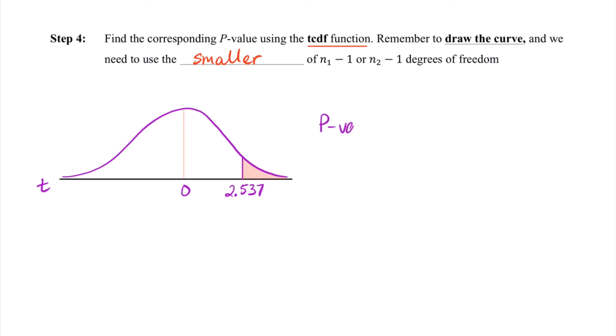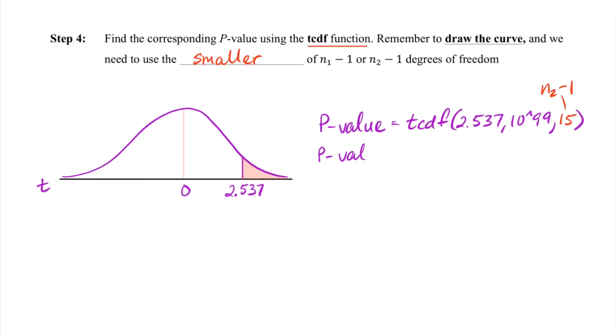That means to find the p-value, as previously stated, we're using the tcdf function. Our lower limit is that 2.537. We're going up to infinity, and our degrees of freedom would be 15, since that would be the value of our n sub 2 minus 1, meaning we had 16 pieces of data in our second sample.